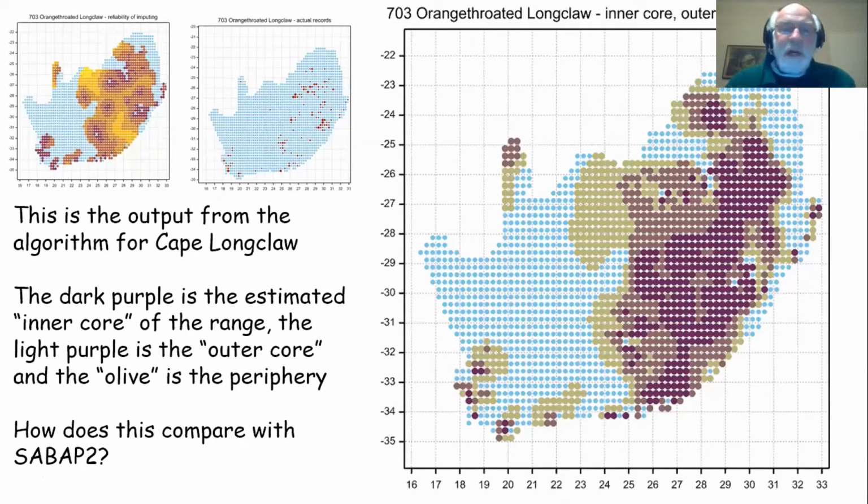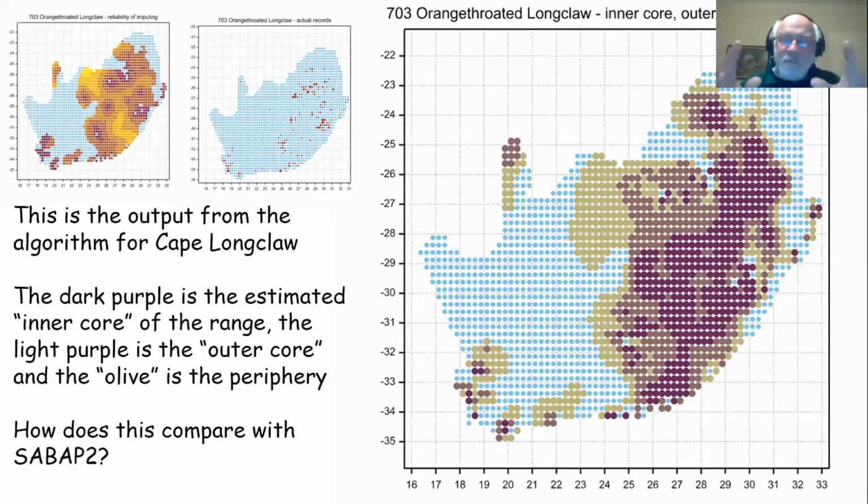So when I've applied this method to the Cape Longclaw data, this is the map that I get. The light shade is where I've considered the periphery to be, and the darkish purple shade is where the core of the distribution is, a third in each of these categories for what it's worth.